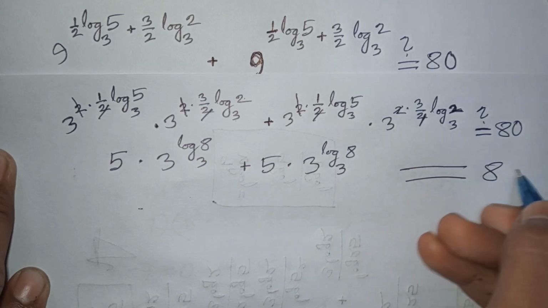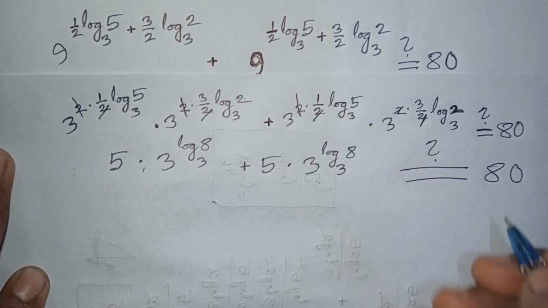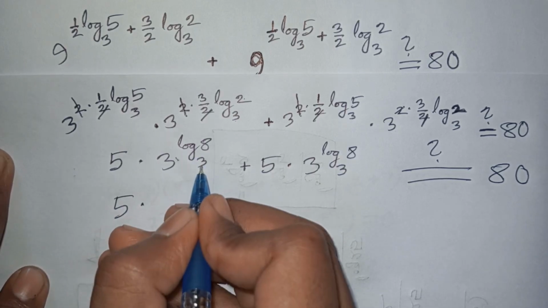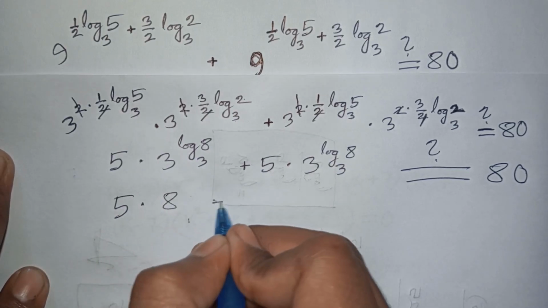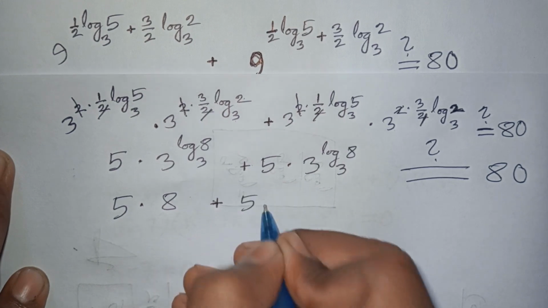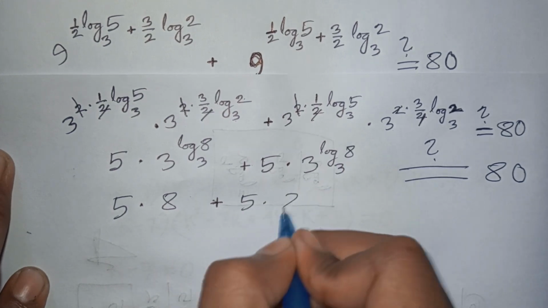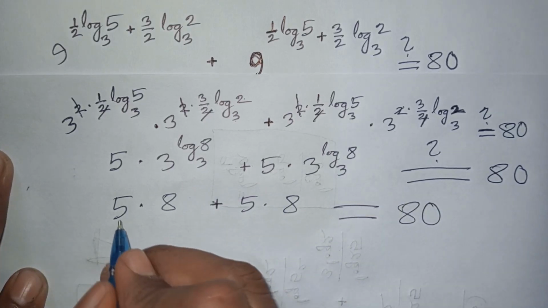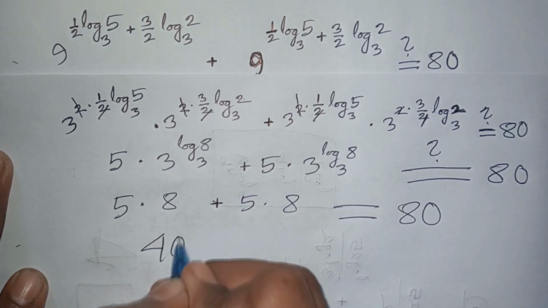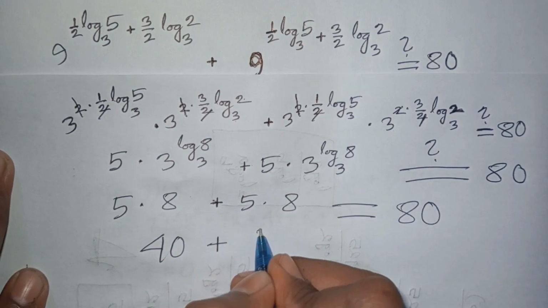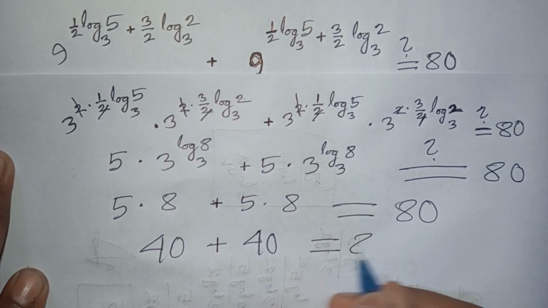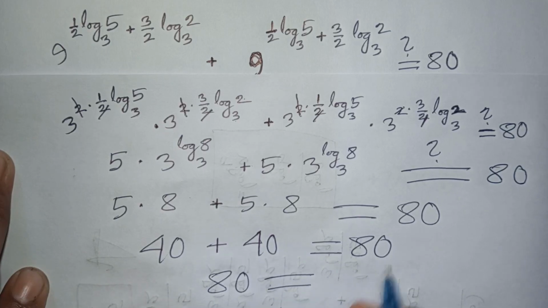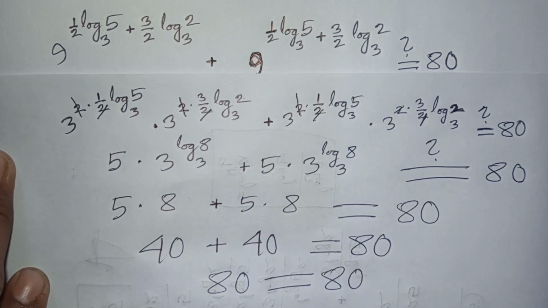Is it equal to 80? Now we have 5 times 8, plus 5 times 8, is equal to 80. So 5 multiplied by 8, that means 40, plus 5 multiplied by 8, that means 40, is equal to 80. So of course 80 is equal to 80. So the left side is equal to the right side.